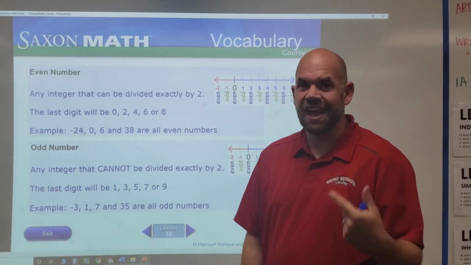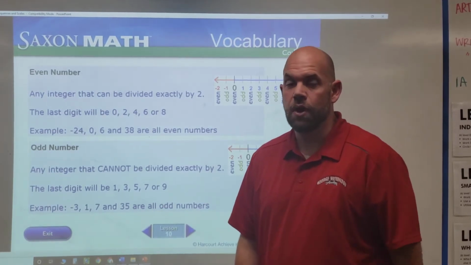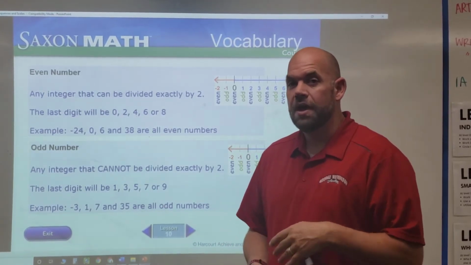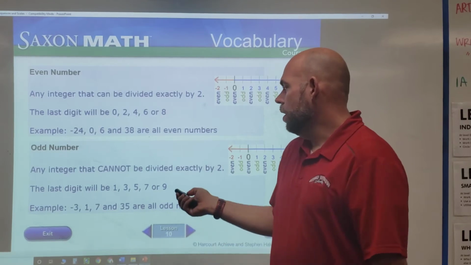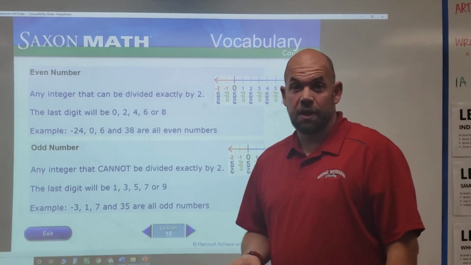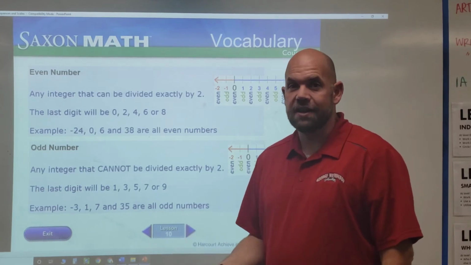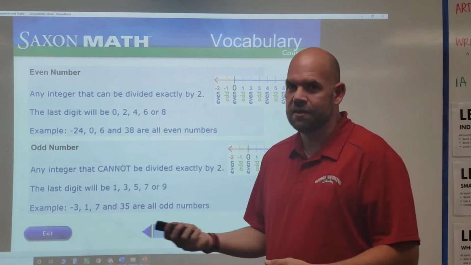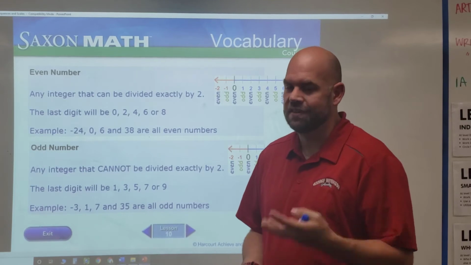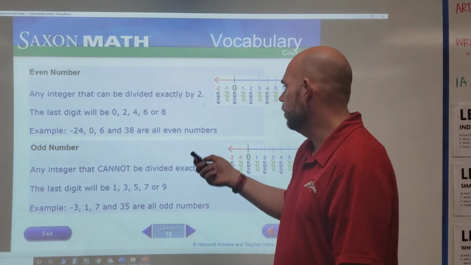So anything that can't exactly be divided by 2 and result in a whole number, that's going to be an odd number. Now, that includes negative numbers. So negative 7 is still going to be odd. Negative 8 is still going to be even because negative 8 divided by 2 is negative 4. It's still an even number. It can go into a whole number.